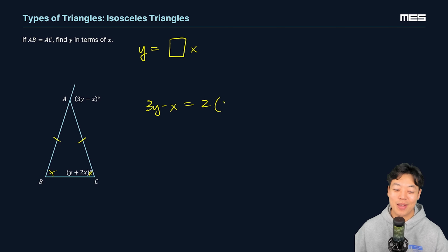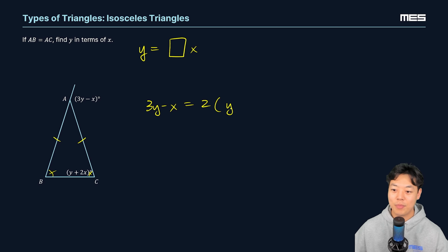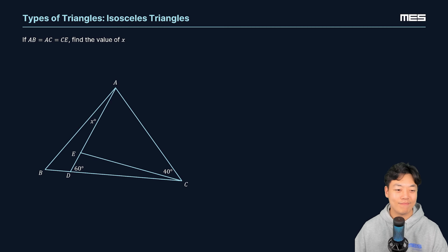So we can multiply this by 2, y plus 2x right here. I almost wrote 2y plus x. Y plus 2x. Go ahead and distribute. So we have 2y plus 4x. And on the other side, we have 3y minus x. We can subtract 2y on both sides, add an x to both sides, so y is equal to 5x, and there is y in terms of x.